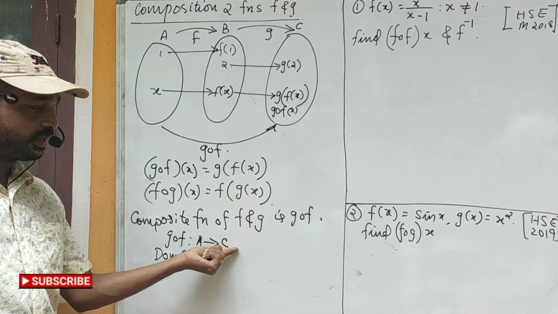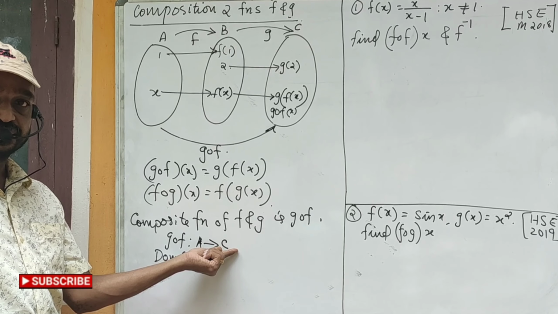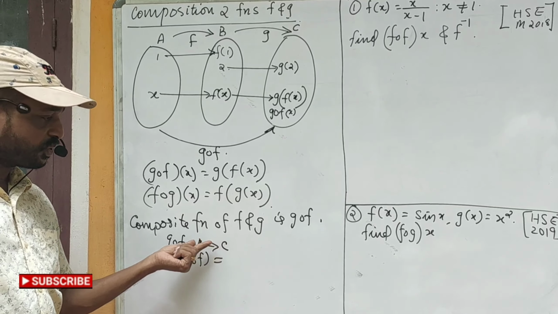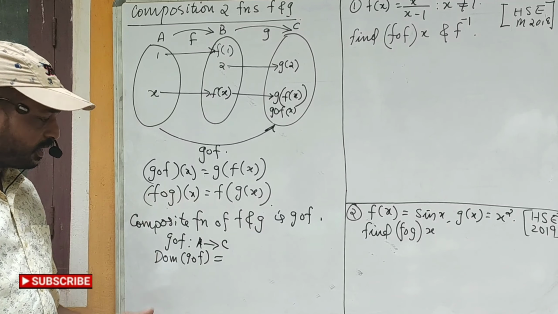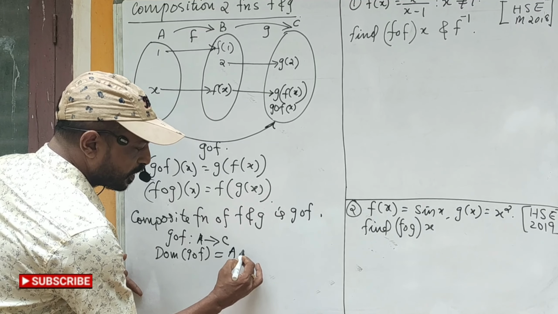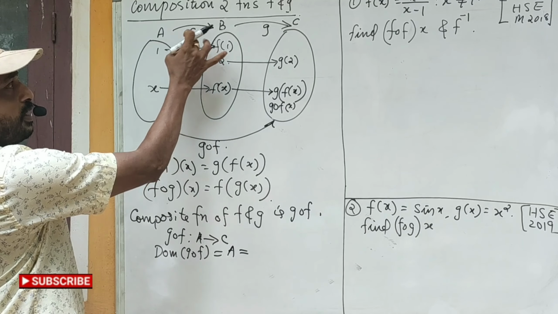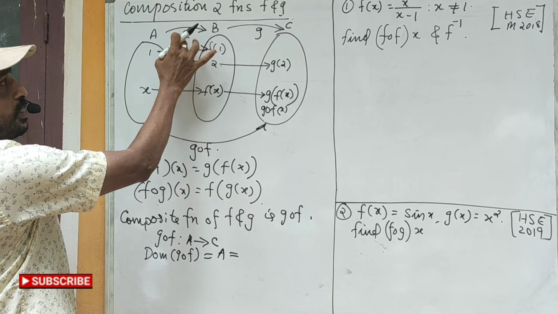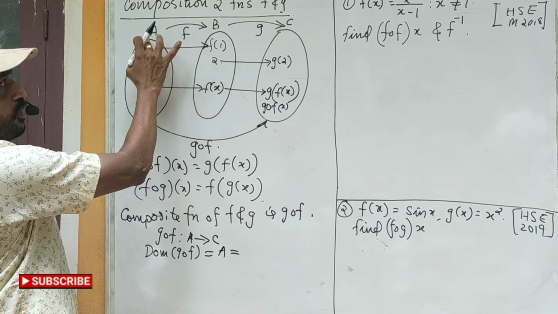And what is the codomain? It is the set C. See, g composition f is defined from A to C. So A is the domain and C is the codomain. So what is the domain of g composition f? It is A. What is A? A is the domain of the function f. F is defined from A to B.